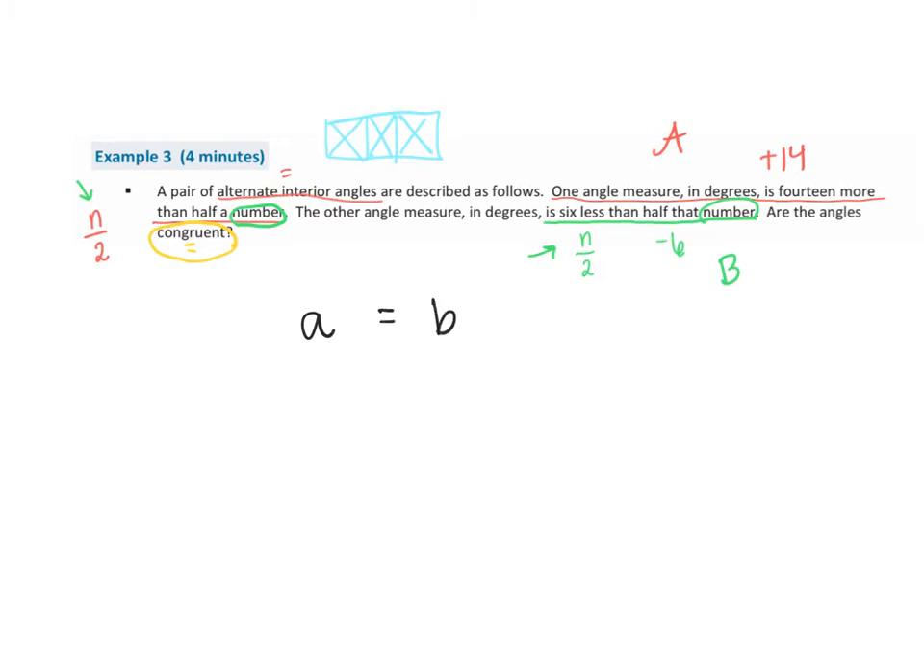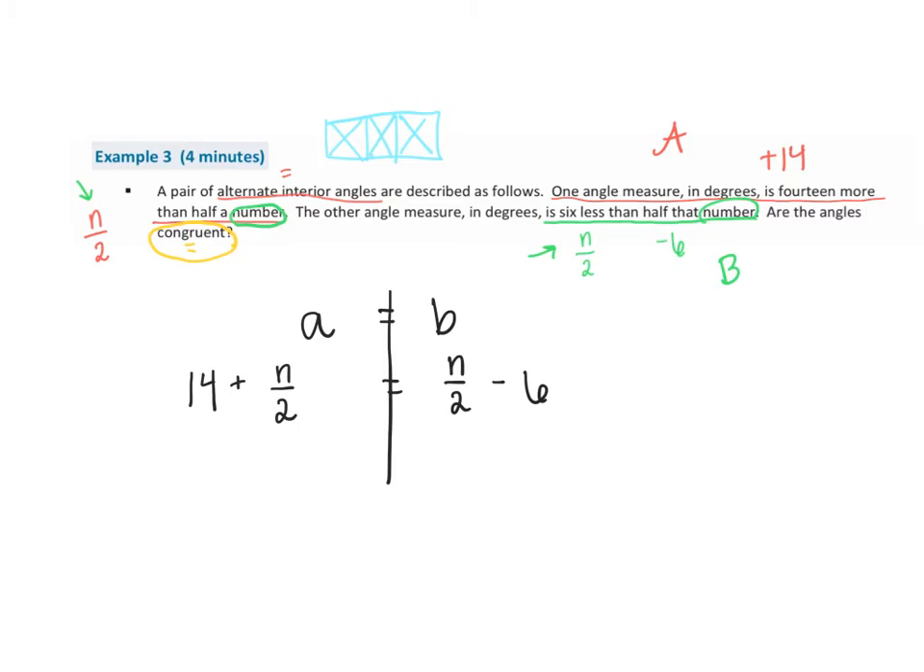A equals B. Now A is 14 more than half some number. So A equals 14 more than n divided by 2. Okay, I just changed that A to exactly what it told me A actually equals. B is 6 less than n divided by 2.